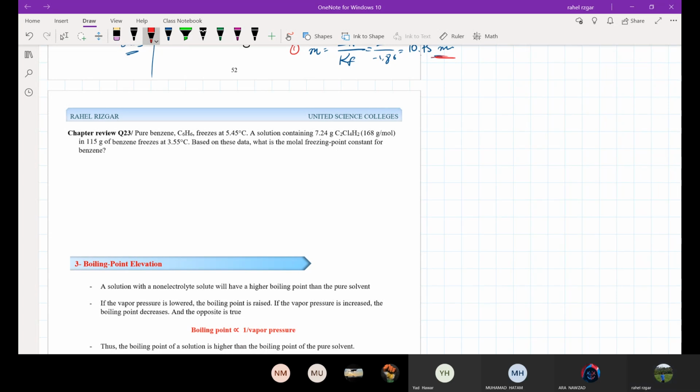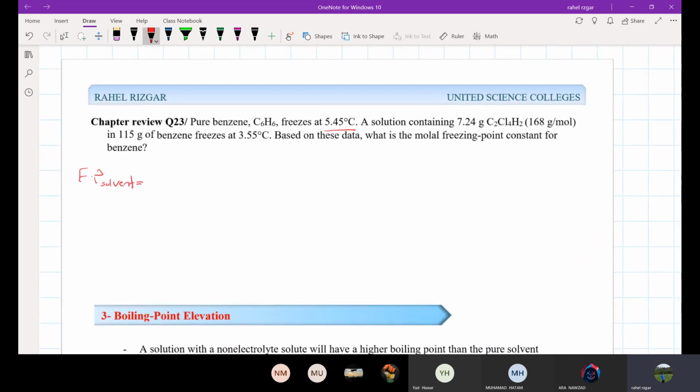Pure benzene freezes at 5.45 Celsius. A solution containing 7.24 grams of C2Cl4H2 in 115 grams of benzene freezes at 3.55.